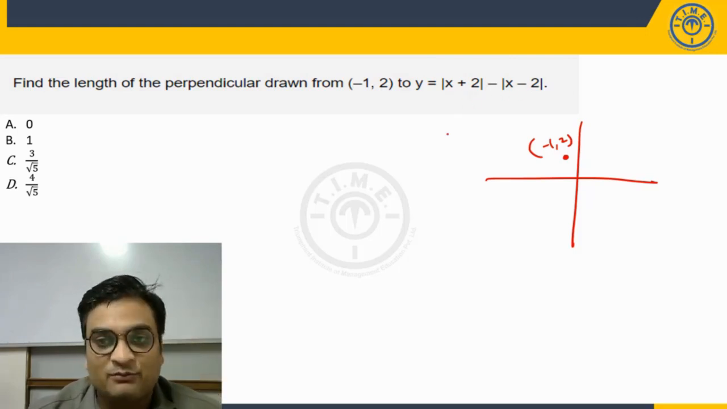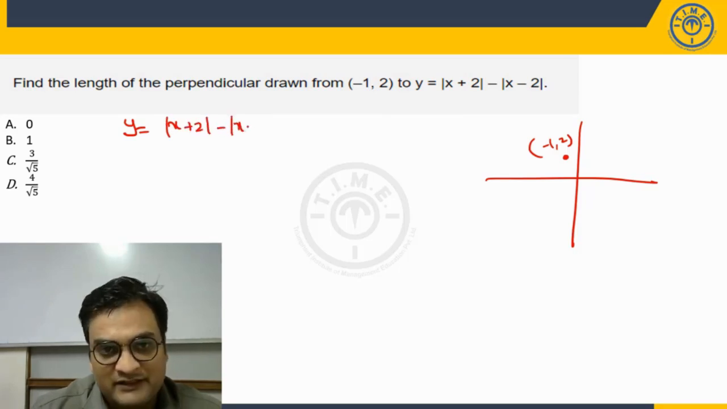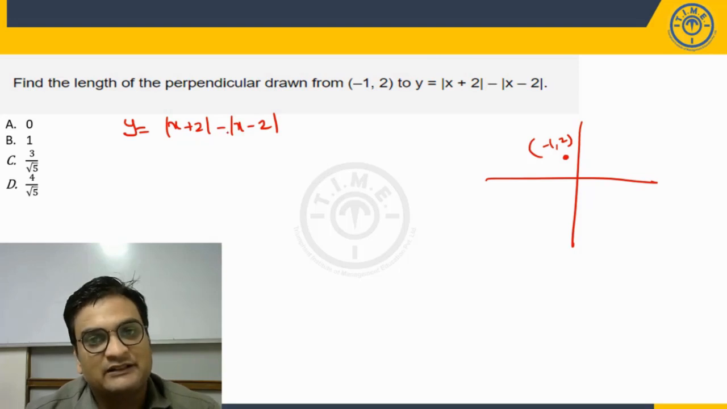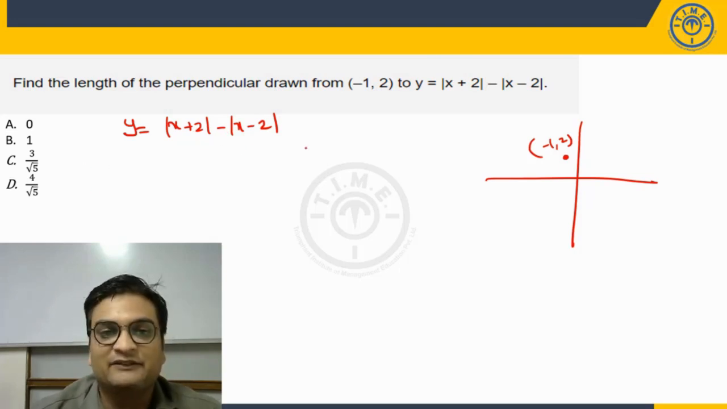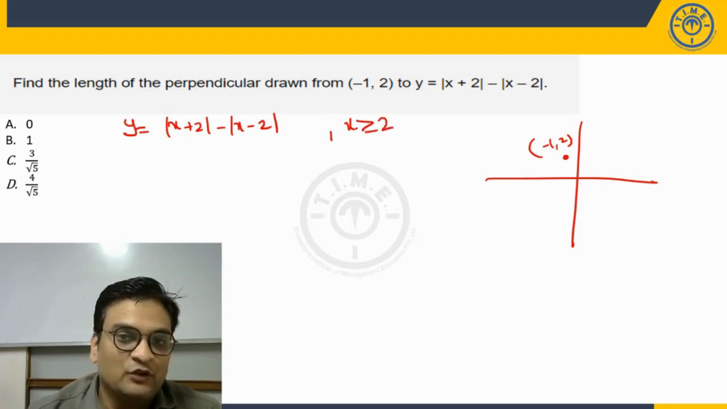Now, what can we say about mod of x plus 2 minus mod of x minus 2? Let's try to observe. Let's try to plot it. So, if I take the value of y for this particular graph for values of x greater than or equal to 2, let's see what happens.